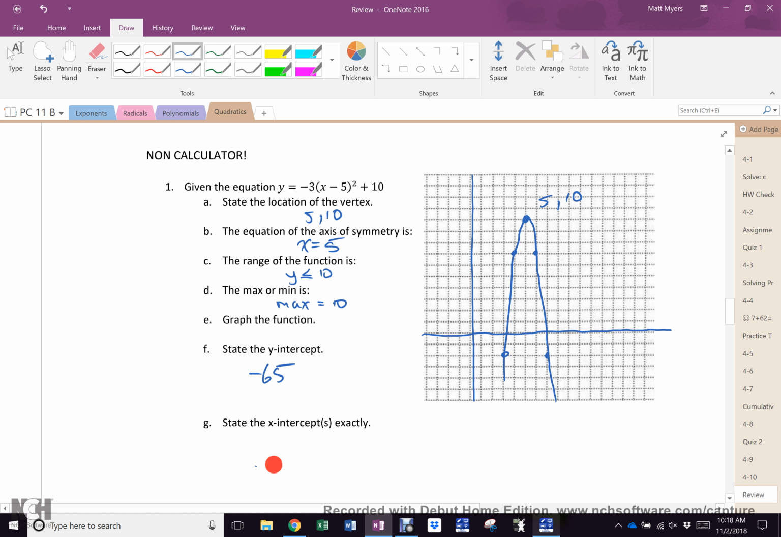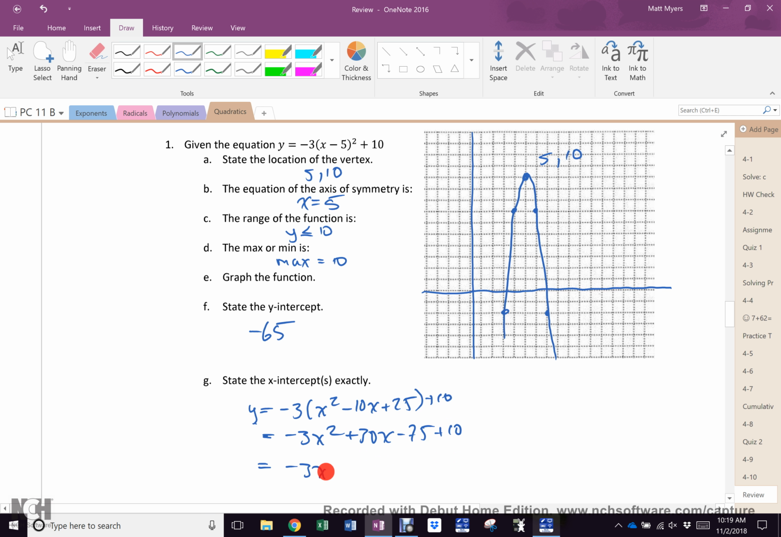You've got to use the quadratic formula. So that's got to be in general form, right? Which is y equals negative 3x squared plus 30x minus 75 plus 10, negative 3x squared plus 30x minus 65. And then you run that through the quadratic formula. Okay? So 1, 2, 3, 4, 5, 6, 7, 7.